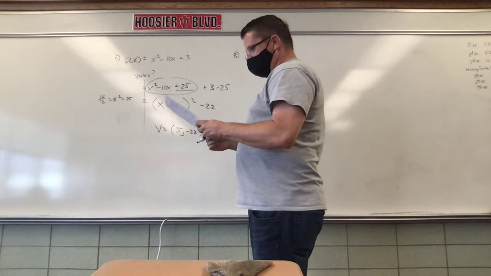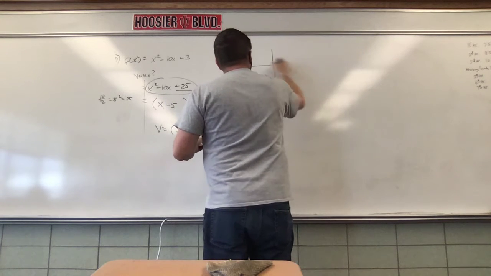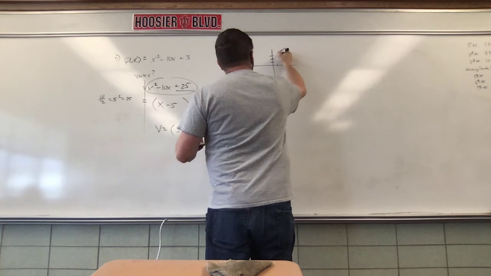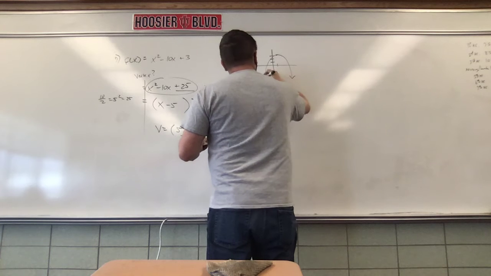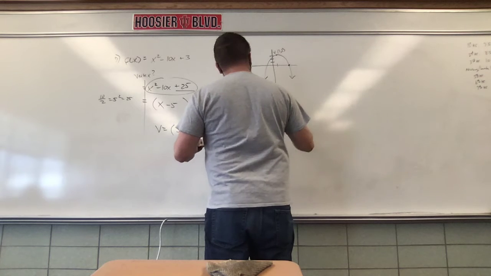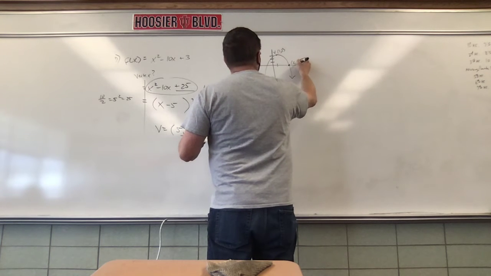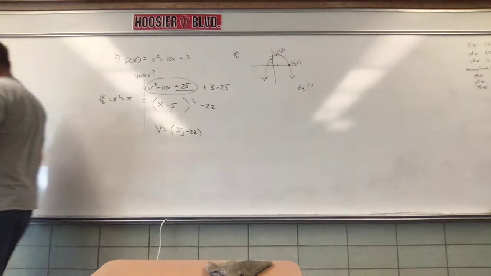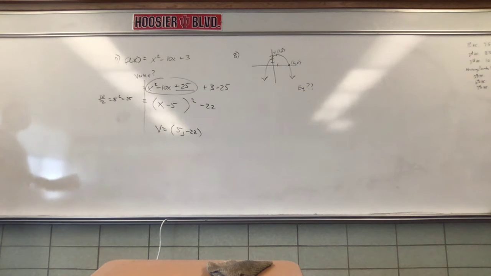Okay, how about this one? So we've got a picture of a parabola, and V, which stands for vertex, is (1, 3), and it goes through the point (6, 0). I want the equation of this parabola.